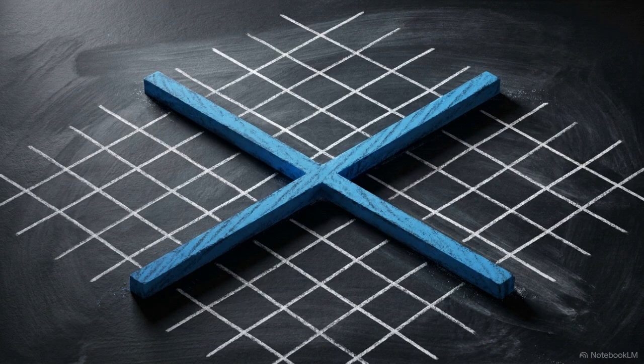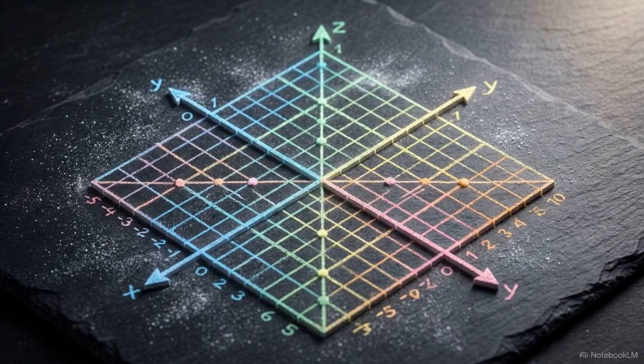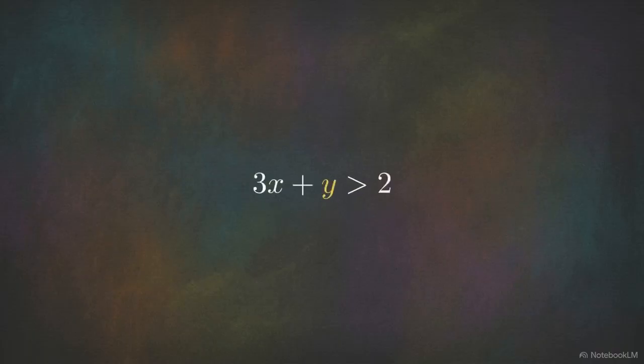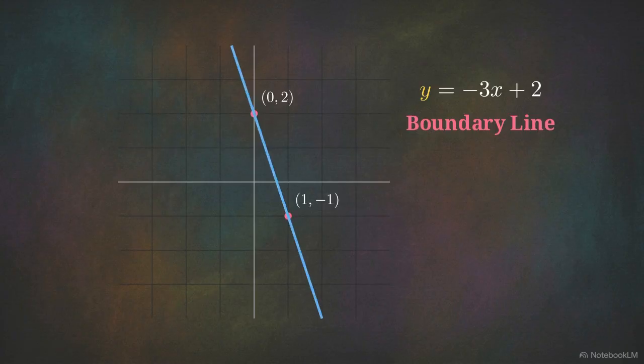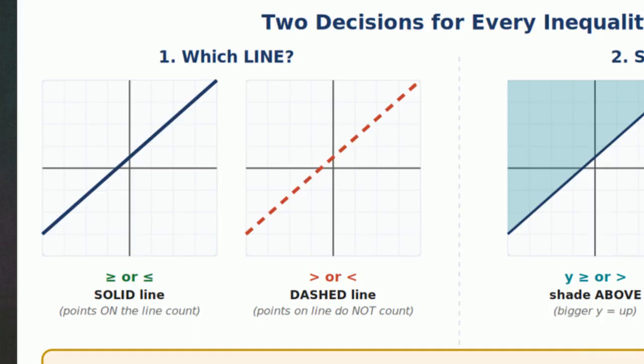Graphing provides a spatial framework for these solutions, allowing us to organize an infinite expanse of numerical possibilities into a clear geometric region. To map out this 2D space, you start by isolating the variable y. This establishes the boundary line, the border that separates valid answers from incorrect ones.